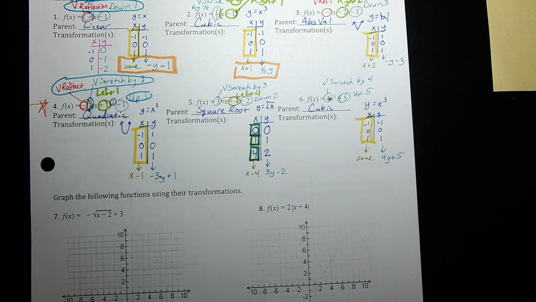So x minus 4, 3y minus 2, same, nothing happening to our x values there, and 4y plus 5. Raise your hand if you got those both right. Okay, good. Hopefully we're starting to feel a little bit better about those.